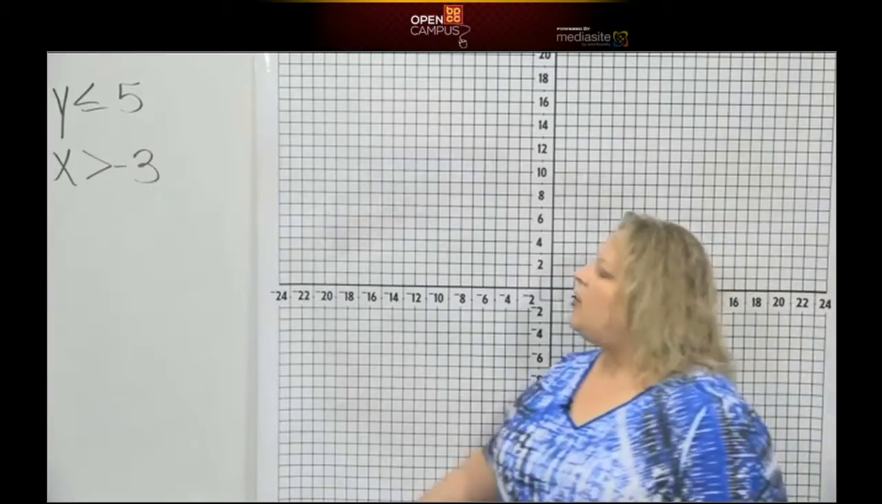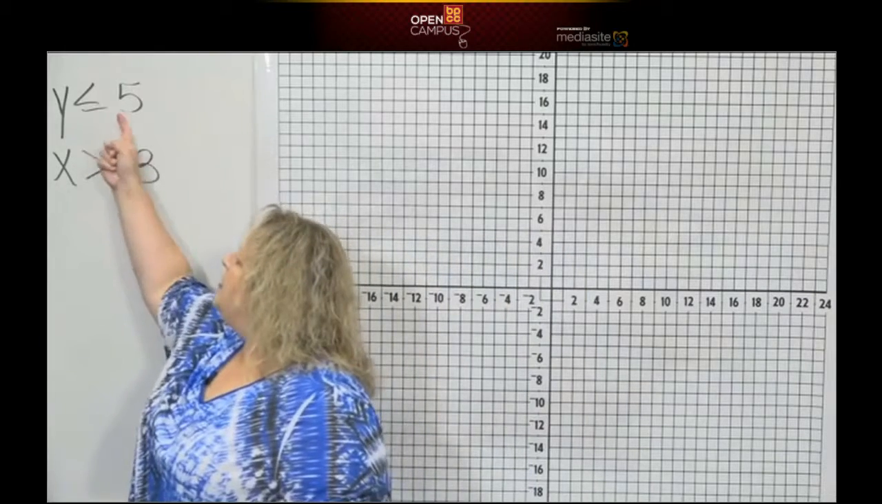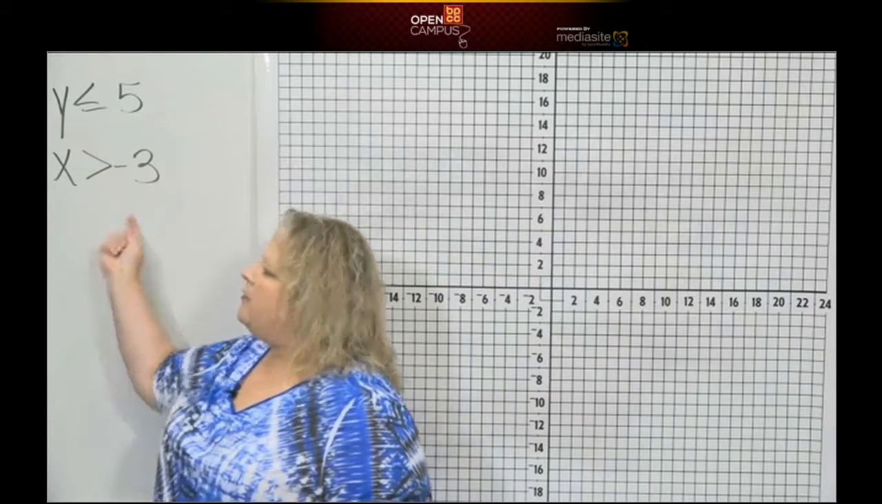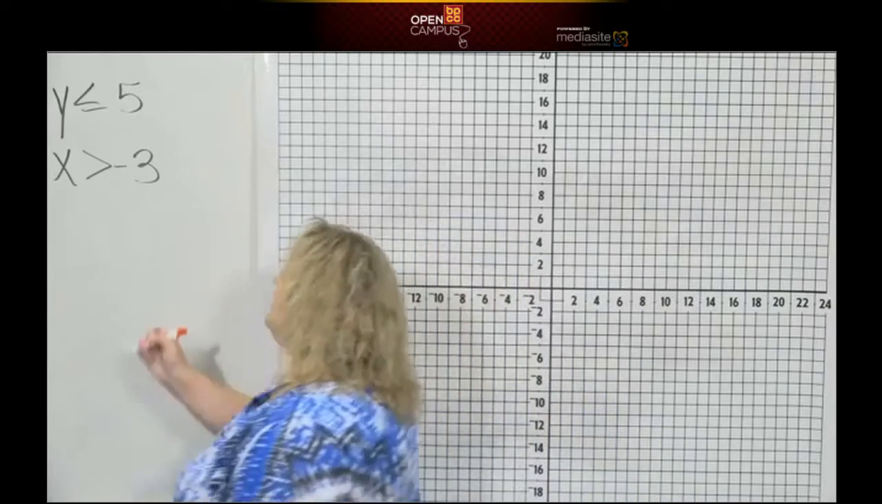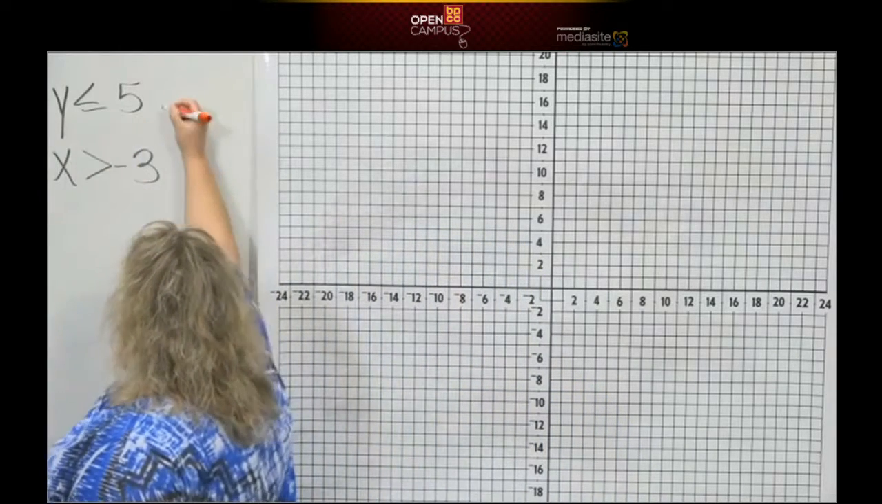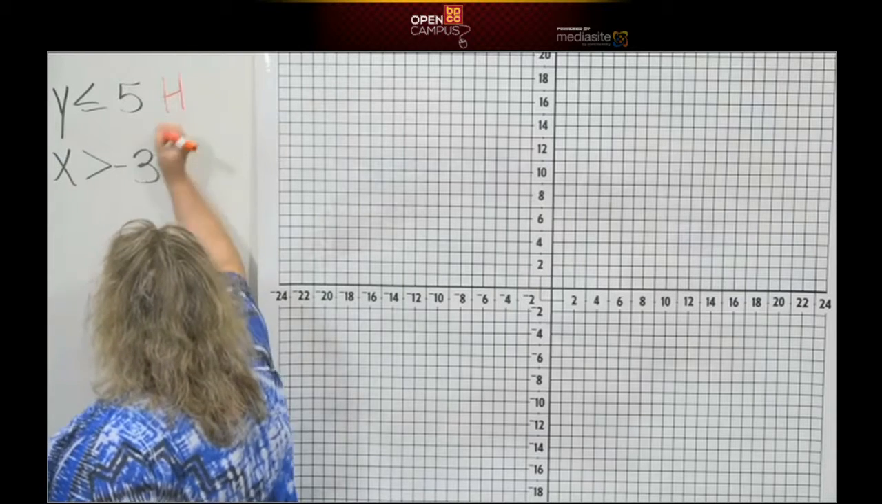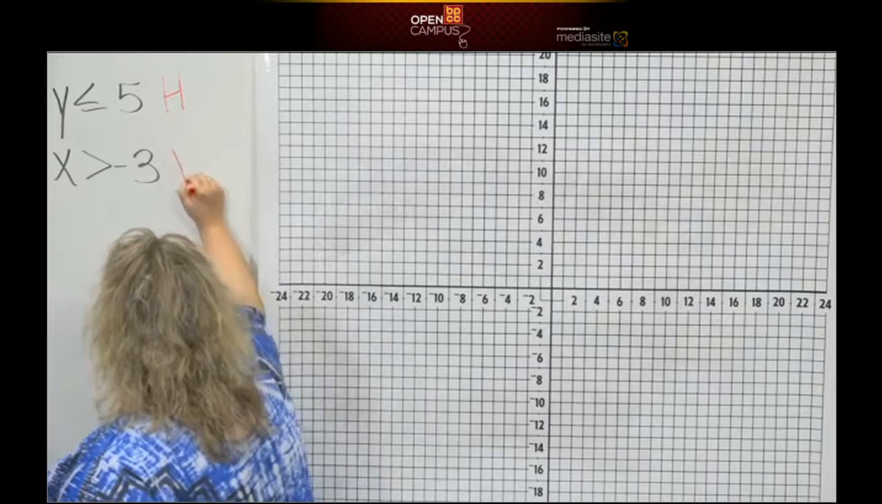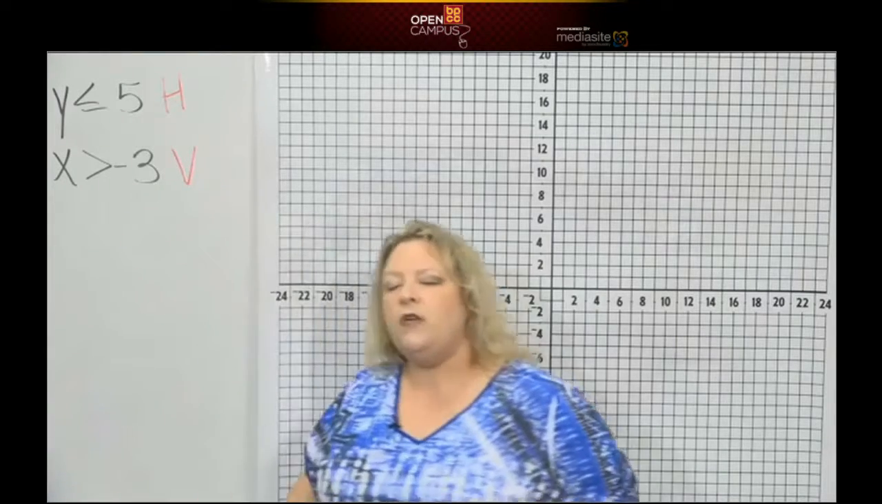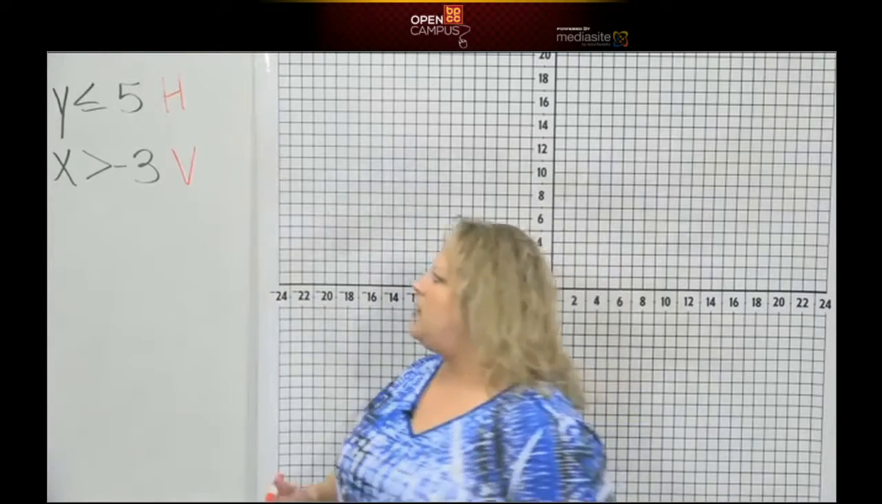Okay, here are my two equations. Y is less than or equal to 5, x is greater than negative 3. Before we graph, let's remind ourselves: y equals a number is a horizontal line, so I'm going to write H for horizontal. X is greater than a number, that's a vertical line. So at least you know kind of in your mind what they're supposed to look like.